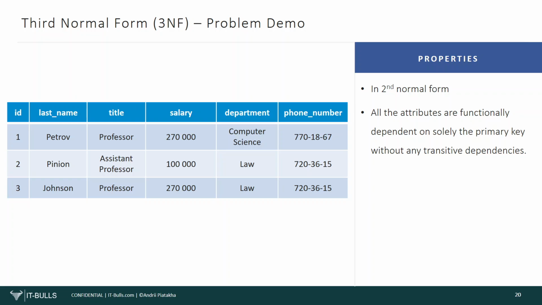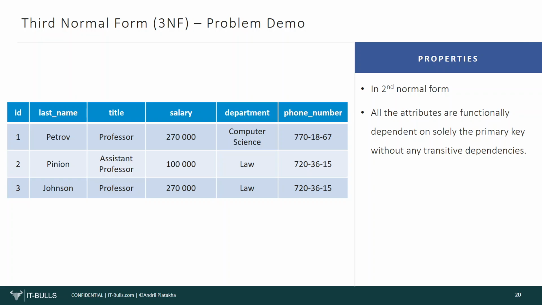Imagine that we have a table of tutors at a university. We have such columns: ID, last name, title, salary, department, and phone number. Is this table in the third normal form? I don't think so.